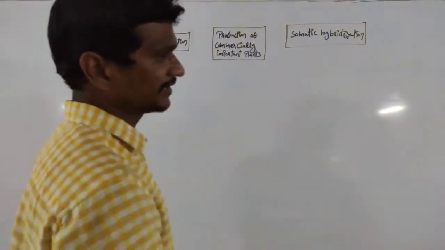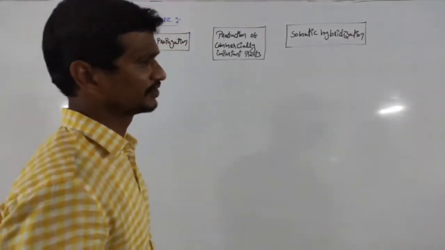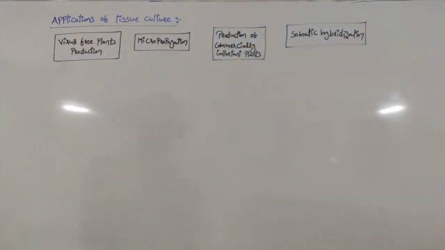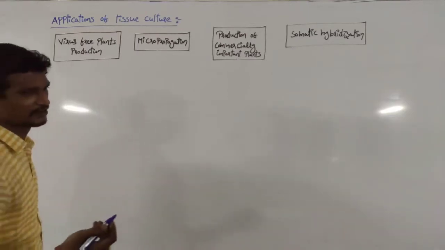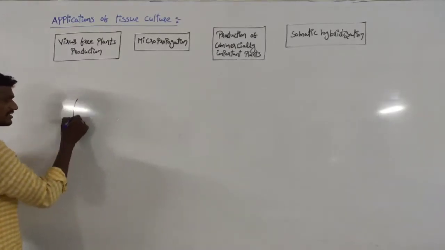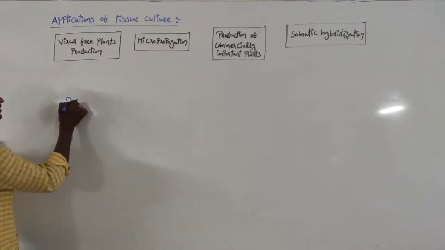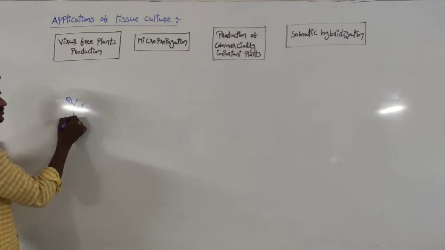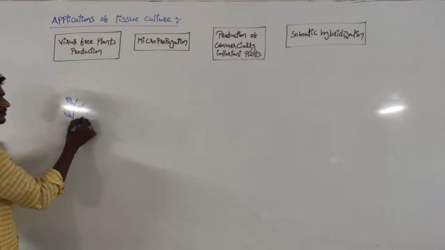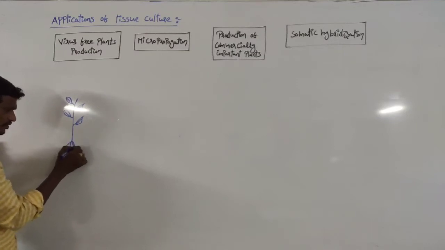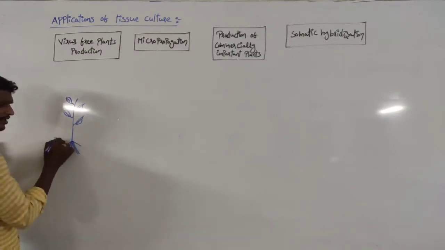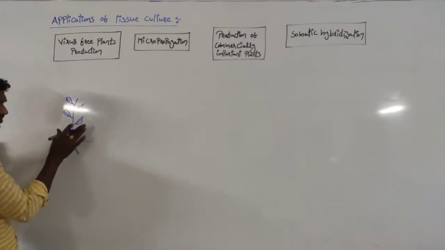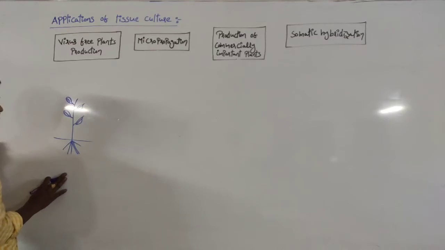Hi students, coming to the next topic, the applications of tissue culture. The very first one is the production of virus-free plants. So how are virus-free plants produced? Suppose this is one of the plants. See, these are the leaves, and this is the roots of the plant. The plant is growing. This is a high yielding plant, but I want to produce virus-free plants.